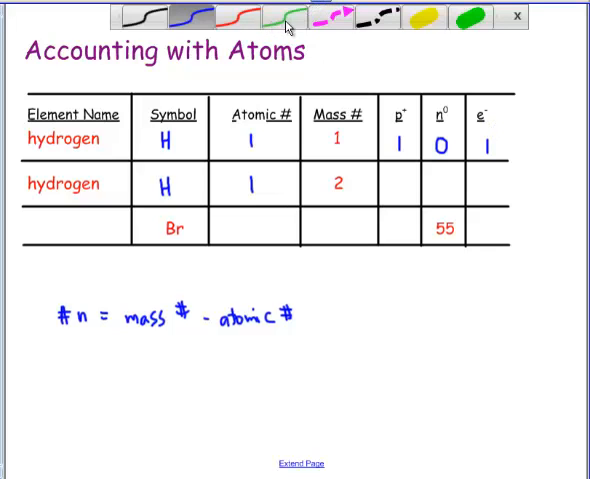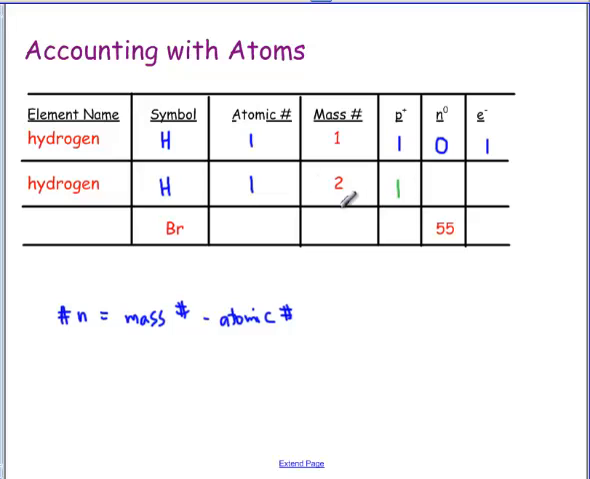Let's look at the second example. I'll choose a different color here. This isotope of hydrogen has a mass number of 2. So it's a different version of the same element. It's called an isotope. So we have protons, always the same because it's the atomic number. It's like your student ID number. It never changes, or your social security number. It's always going to be the same. It identifies what element we're talking about. In this case, the number of neutrons would be 2 minus 1. So we would have 1 neutron, and again we would have 1 electron.